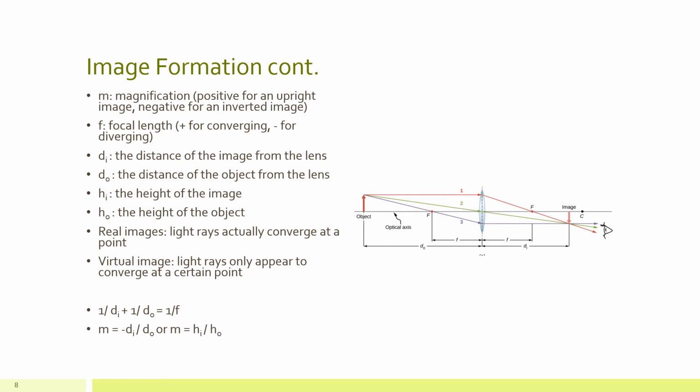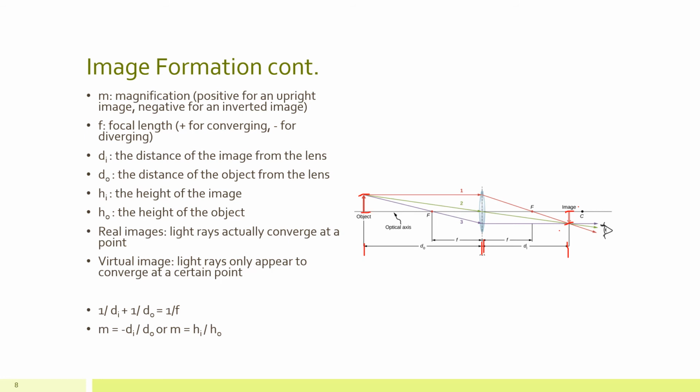So looking at our picture below, we can see that our image has been inverted, meaning that M is going to be negative. We can also see that our object is larger than our image, meaning that M will be less than 1. Next, DI is the distance of the image from the lens, this length from here to here. DO is the distance of the object from the lens, this length from here to here. HI is the height of our image, or this distance from here to here, while HO is the height of our object, the length from here to here.